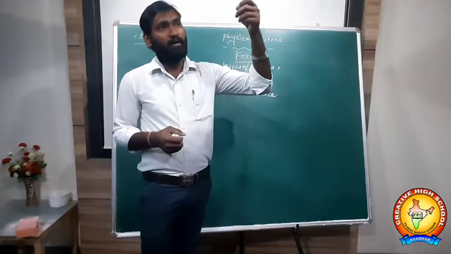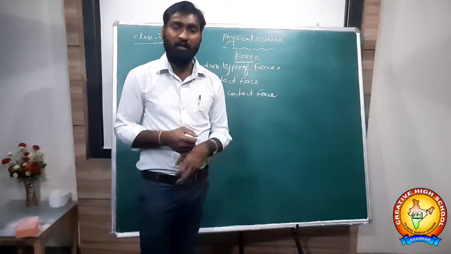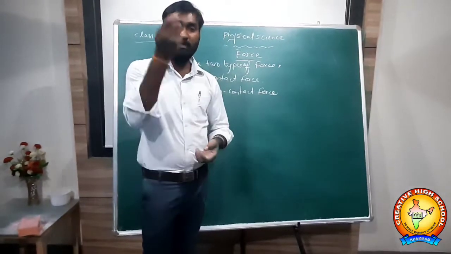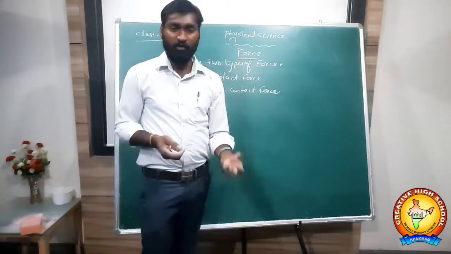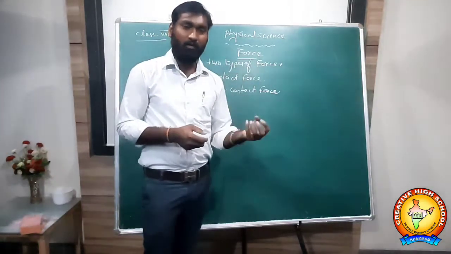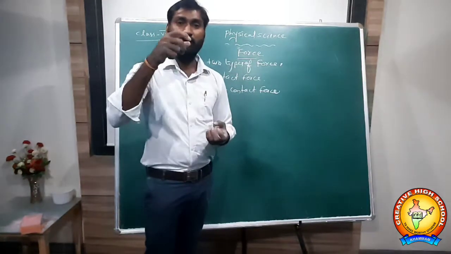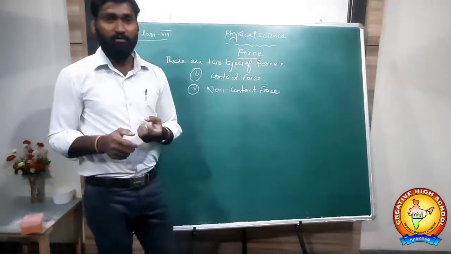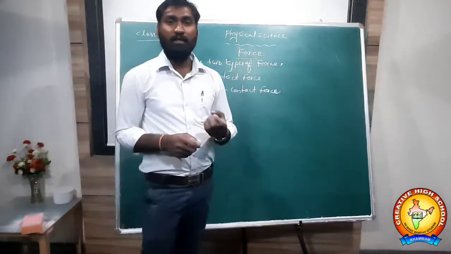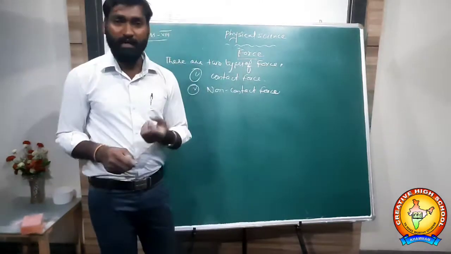For example, a fruit is falling from a tree towards the earth. Without any support, what happens? It will fall towards the earth. There is no contact between the earth and the fruit, even though it is falling towards the earth. Why is it happening? Because gravitational force is also a non-contact force.